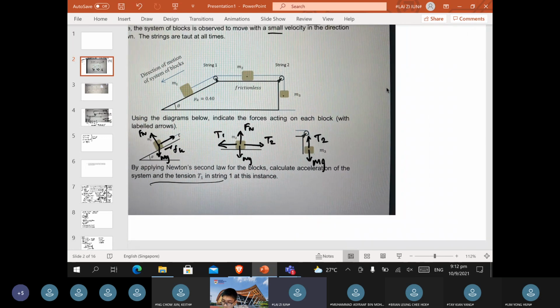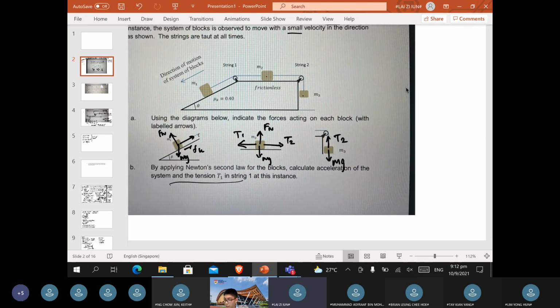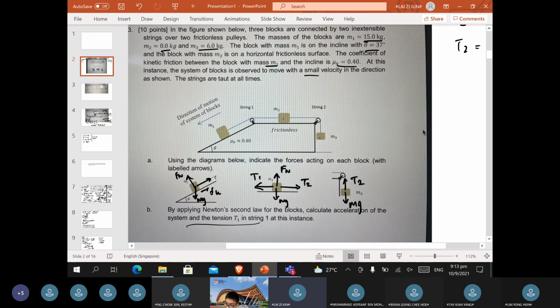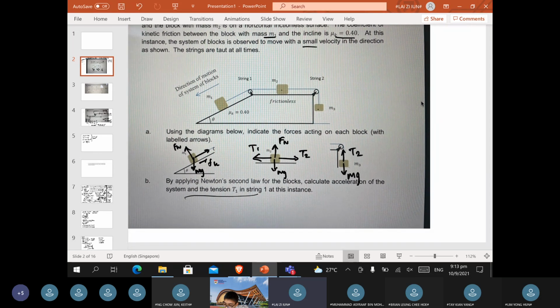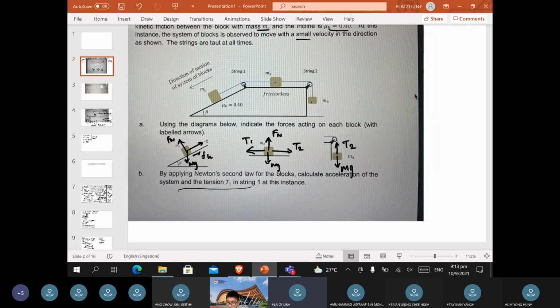Then they ask you, by applying Newton's second law for the blocks, to calculate the acceleration of the system and the tension T1 in the string. The only information we are given is the mass of the blocks. Let's try to use our strategy. The first thing we need to do is find the forces which don't result in any acceleration. We know that acceleration is going to be along the plane, so we consider the forces perpendicular to that, in this direction.